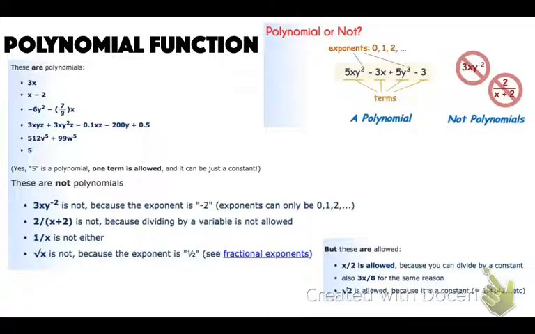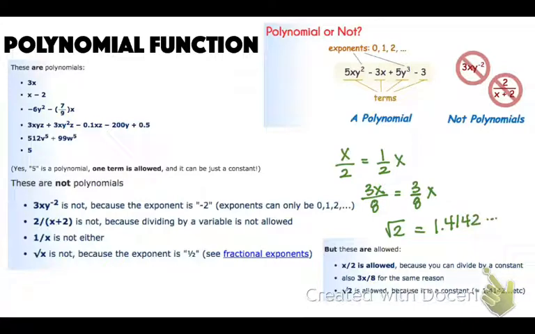But these ones are allowed. So x over 2 is allowed, 3x over 8, and the square root of 2. And x over 2, well, that can just be rewritten as 1/2 x. So that's perfectly fine. Same reasoning for the 3x over 8. Well, that can just be 3/8 x. And then the square root of 2 is just a number. So we can use that. Versus this was the square root of a variable. Different.